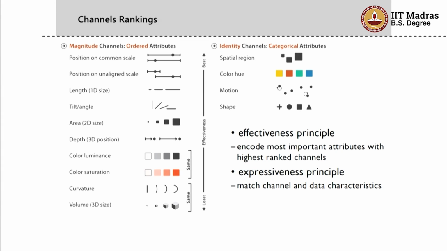So in terms of effectiveness, from the best to the least, encode the most important attributes with the highest rank channels, and match channel and data characteristics. So if it is categorical data, then you cannot use any of these other things, because they imply some other meaning, right? Similarly, if you have quantitative information, you cannot use color hues for it.